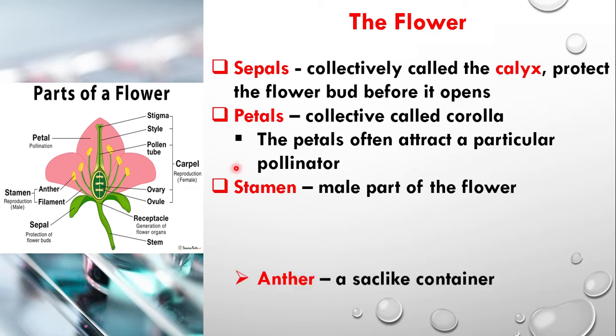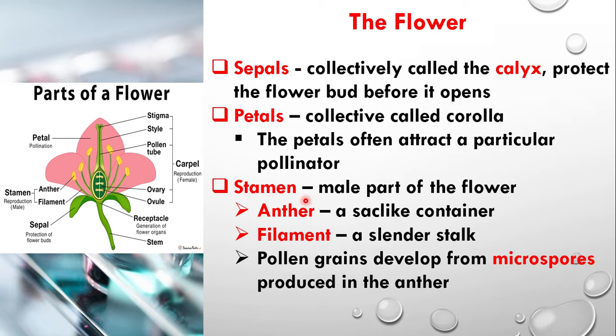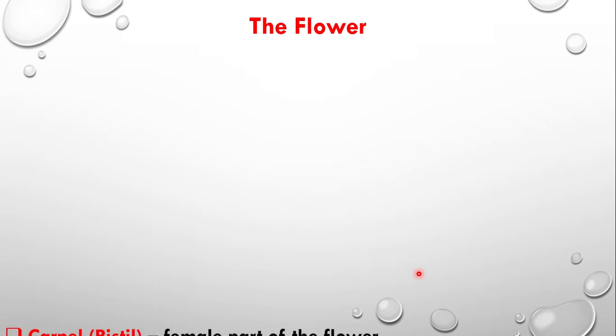Ayan. So again, stamen consists of the anther, which is a sac-like container. And then we have the filament, which is a slender stalk. Okay? So yung pollen nga i-transfer padulong sa stigma, padulong sa ovary sa isa ka flower is nagikan kang anther. Ayan. So pollen grains develop from microspores produced in the anther.